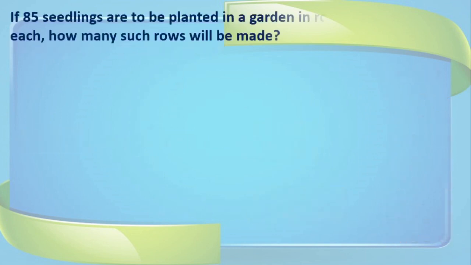One problem sum we will go through. This we have done in first part. Same I have taken here. If 85 seedlings are to be planted in a garden in rows of 5 saplings each, how many such rows will be made? Total 85 seedlings are there and we have to plant them in rows and each row has 5 saplings. Then how many rows will be made by this?